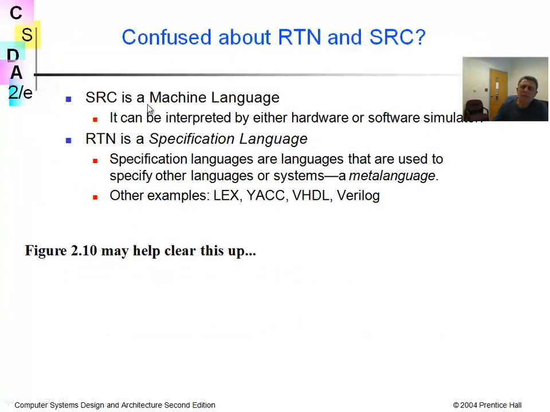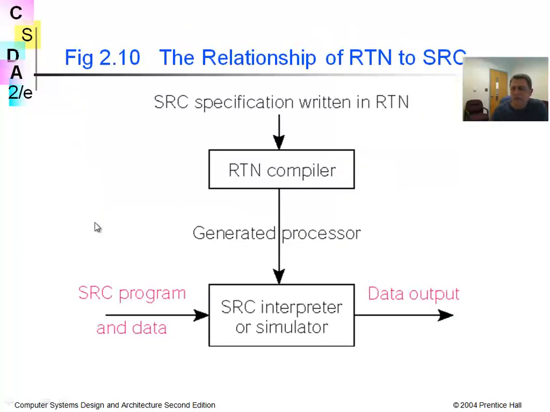And also, we have to understand the SRC, Simple Risk Computer. It's also a machine language, right? Because every CPU has its own language, so this is also its language. However, RTN is a specification language, meaning languages that are used to specify other languages or systems. There are many examples for those, like VHDL, Verilog, YACC, LEX.